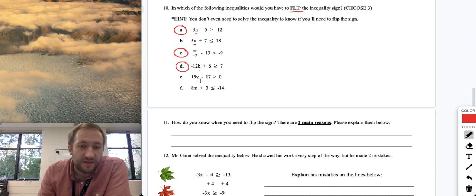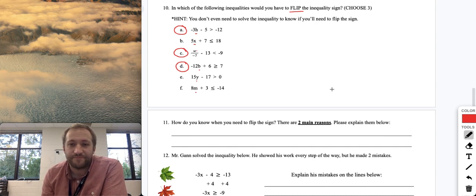Let's look at the next one. The variable here is a y. Is the number that's attached a negative? Nope. It's positive, so I won't flip that one. This one, the variable is an m. Is the number that's attached a negative? Nope. It's positive. I won't have to flip that one either. So the only ones I'm flipping is when the number that's attached to the variable, the coefficient, is negative. I flip the sign. All right.